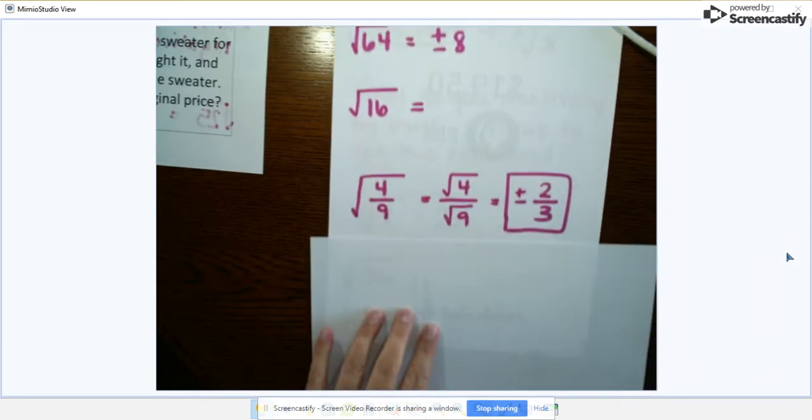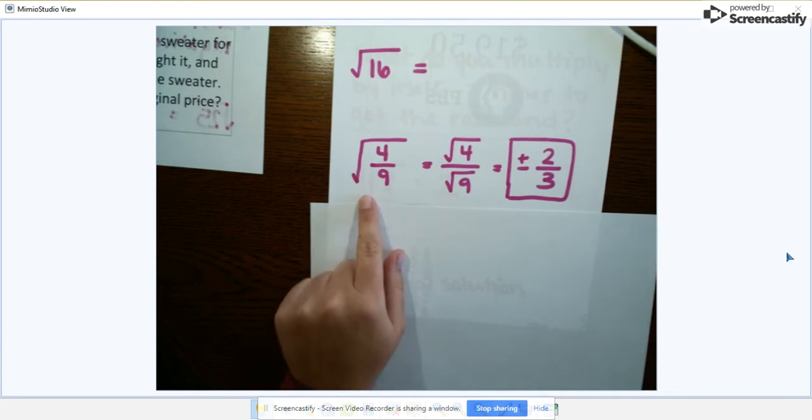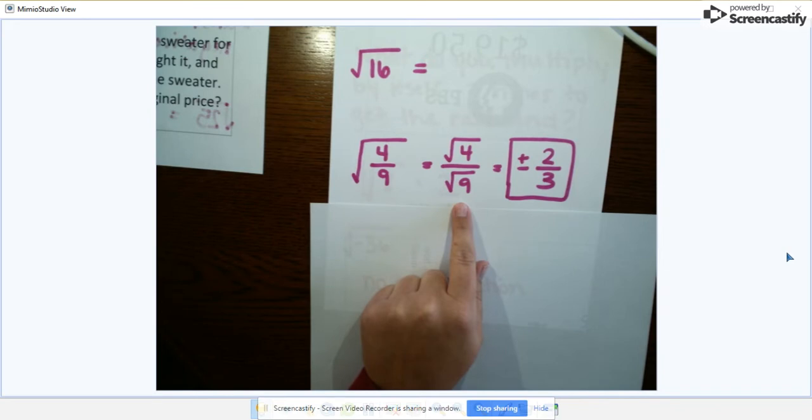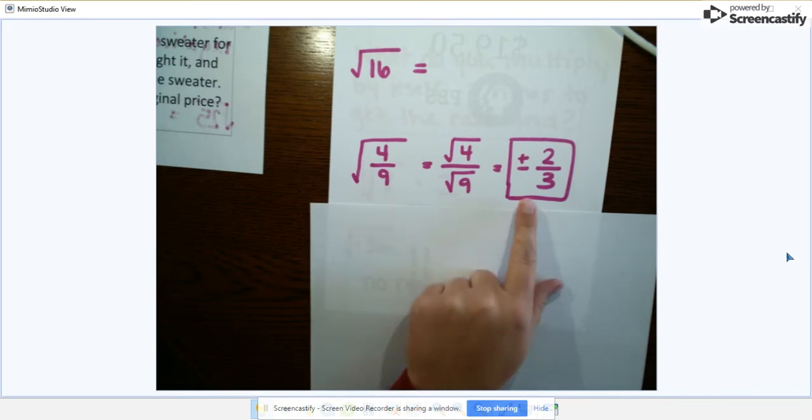Okay, we can find the square root of a fraction. So if I have square root of 4/9, I can take the square root of the numerator and the denominator, and both 4 and 9 are perfect squares, so I get an answer of plus or minus 2/3.